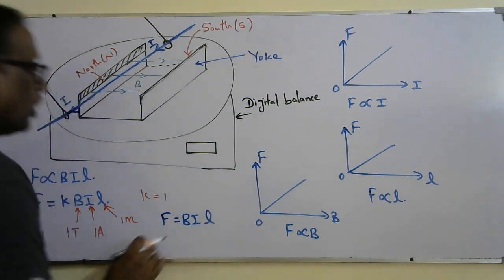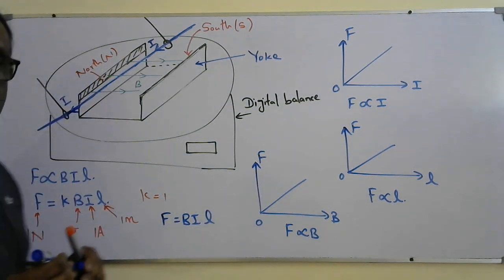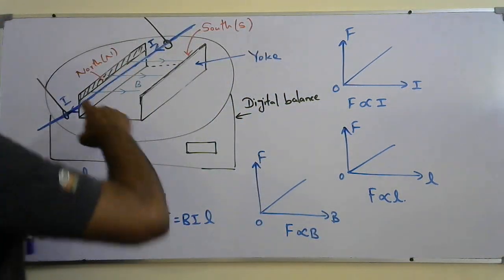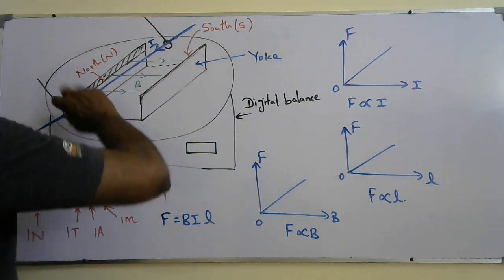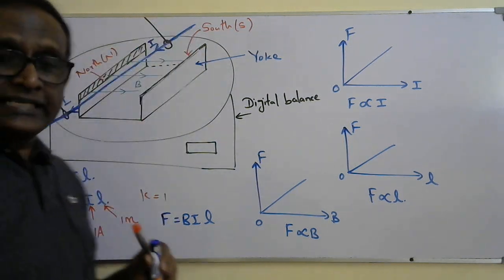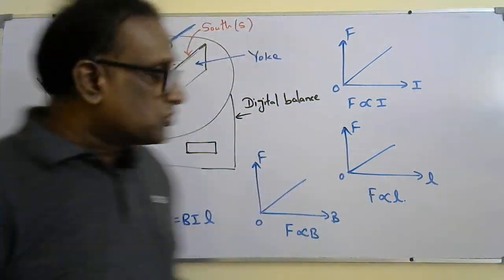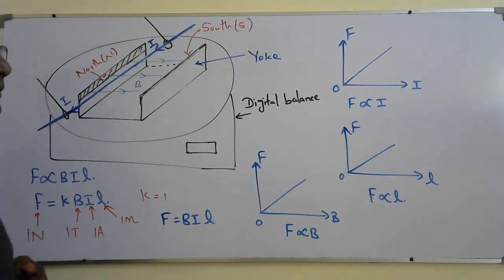But this is true when the field lines are perpendicular to the direction of current flow. So when you are doing a practical, we should keep the length of the wire parallel to the face of the magnadur. Magnadur means the field line will be perpendicular to the direction of current flow. So the equation becomes F equal BIL.